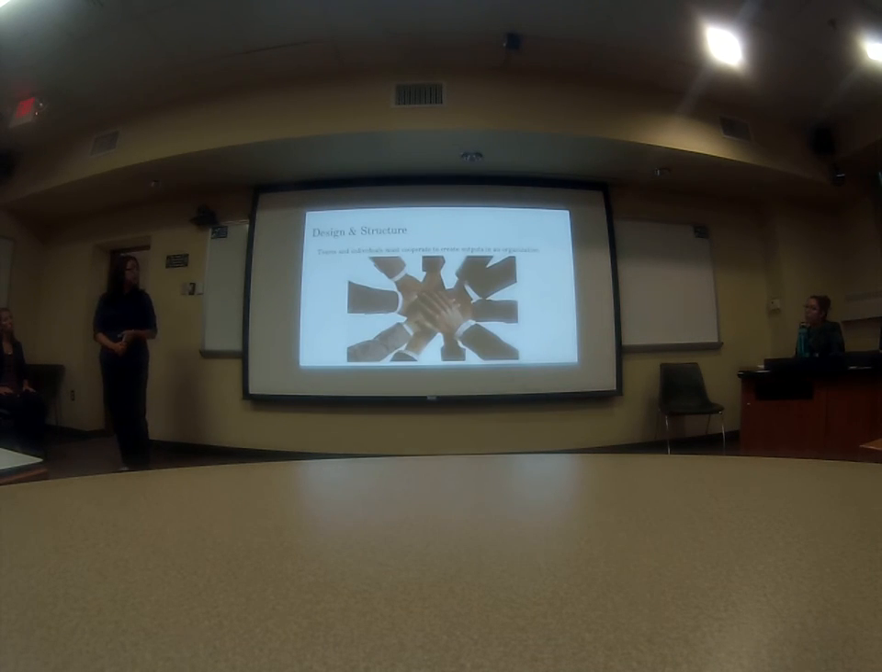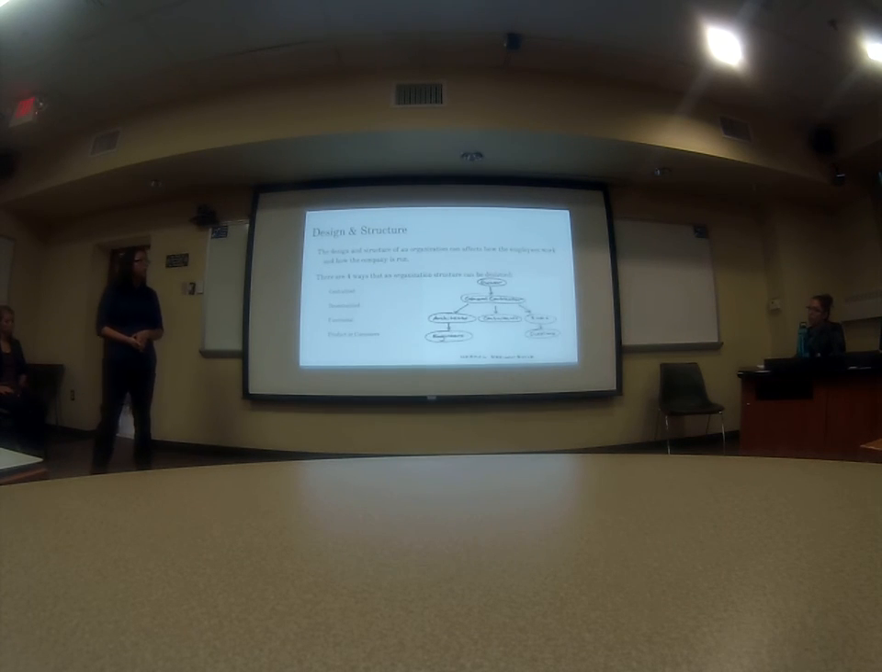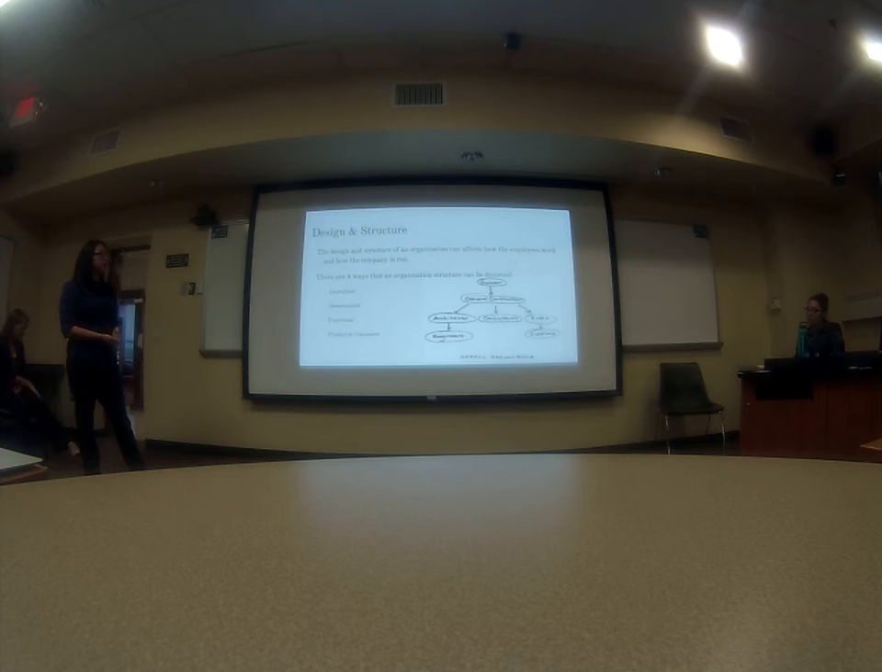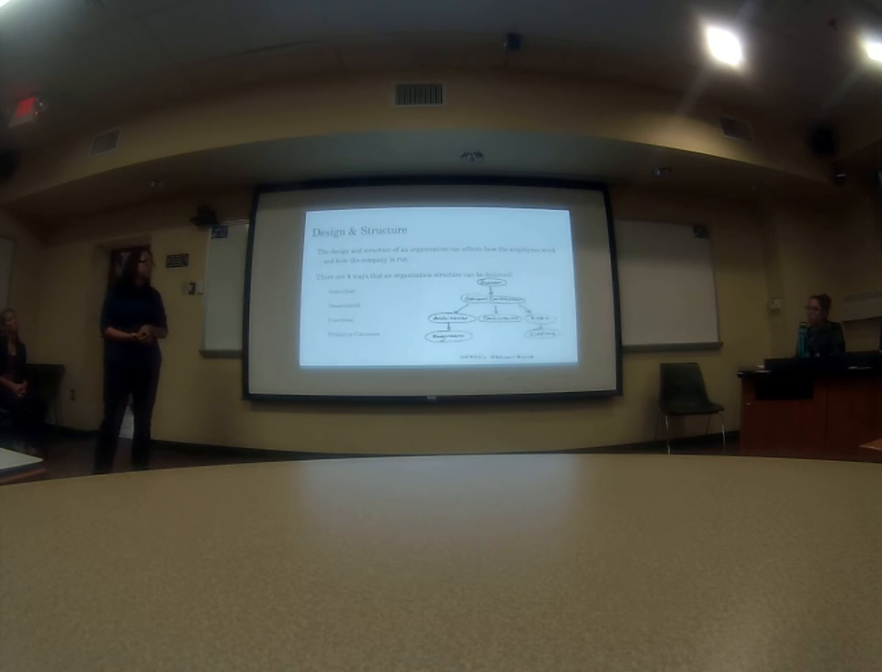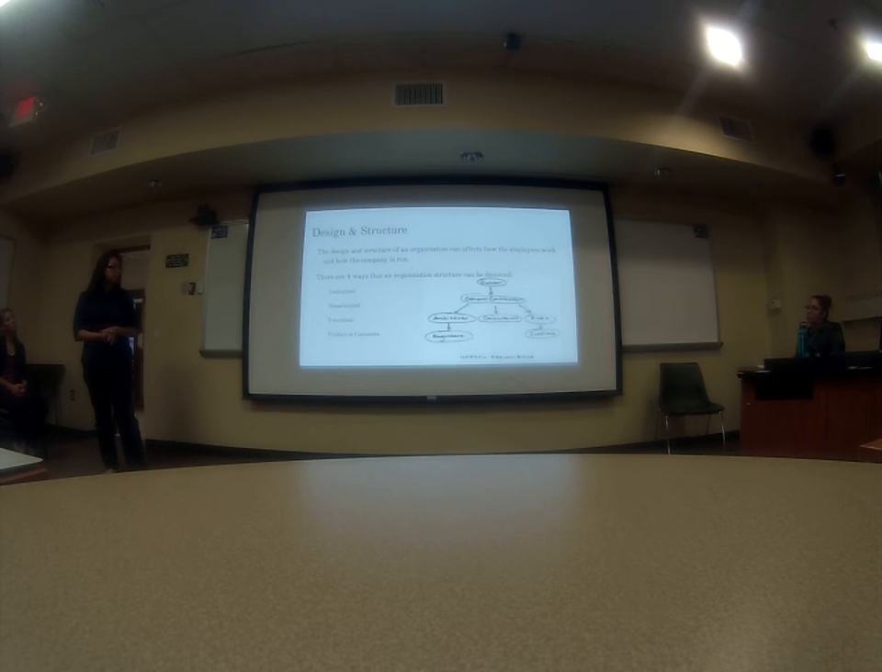The next one is design structure. Basically, the individual must cooperate to create outputs in the organization. Talk about teamwork and how somebody would develop their individual skills to create output for their organization. The design and structure affects how employees work and how the company is run. There are 4 ways that the organization can be structured: either centralized, decentralized, functional, or product or customer based.